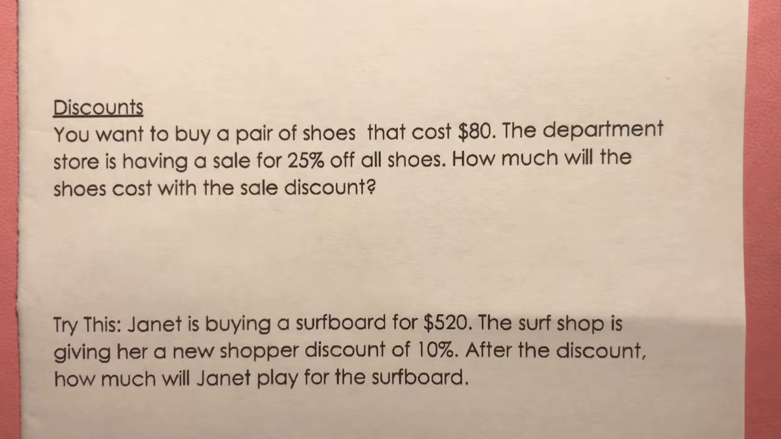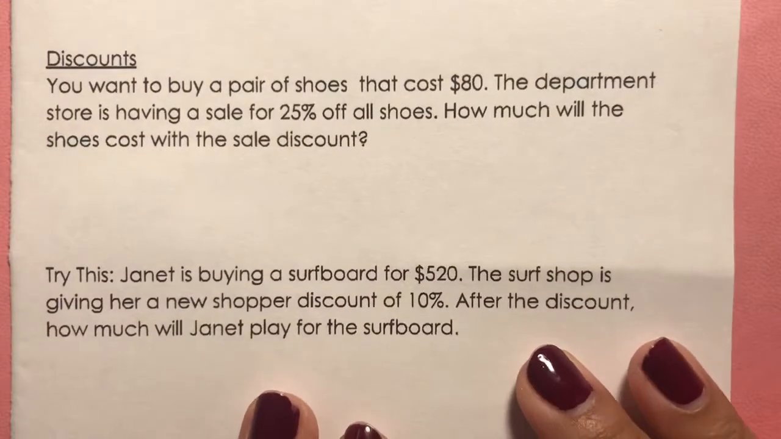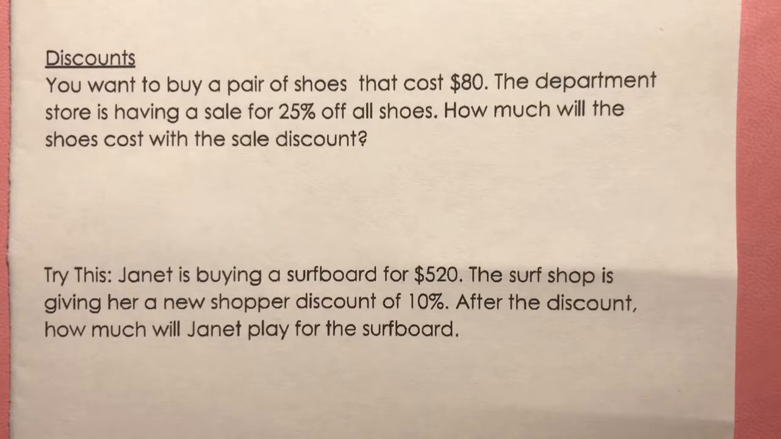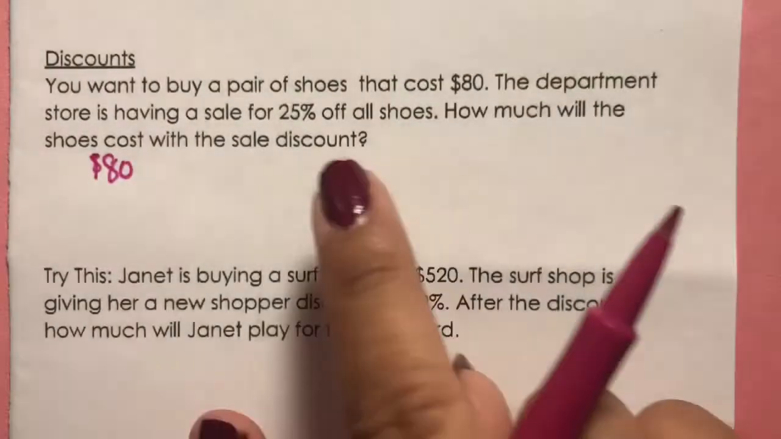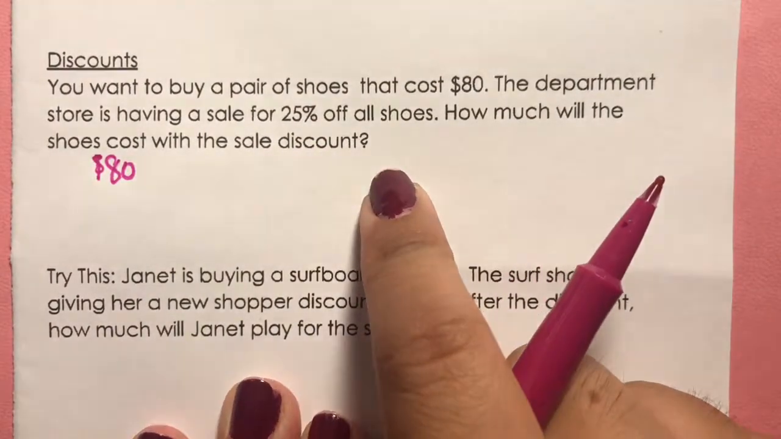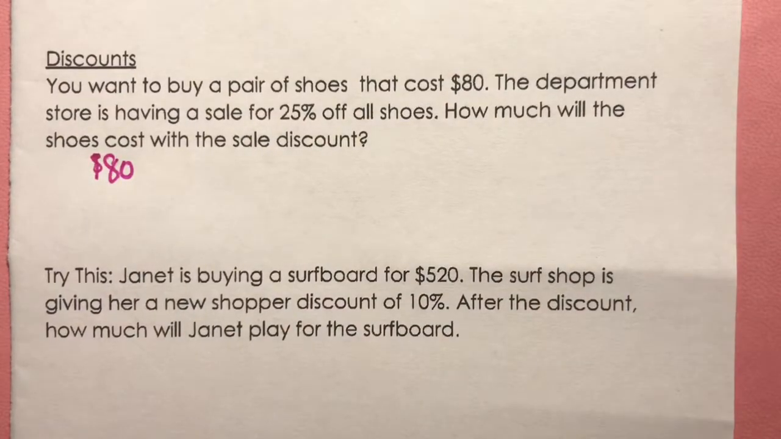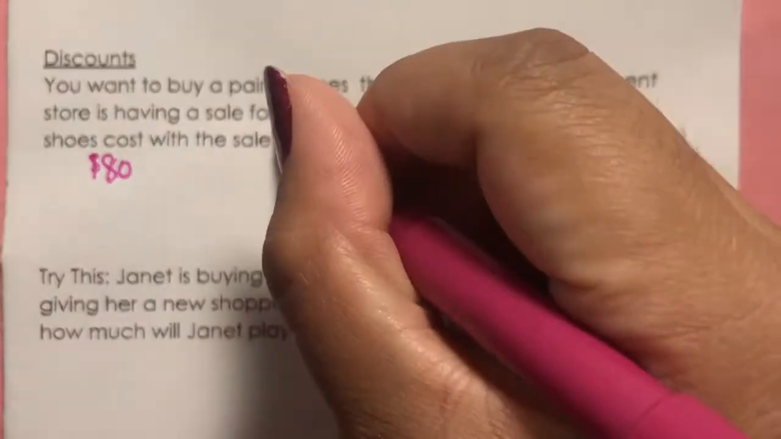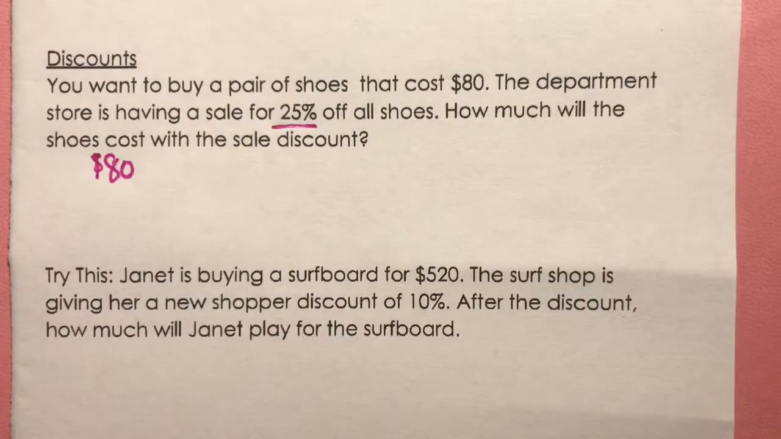So again, I can say all of this, but you will not see it until you see an example. For example, you want to buy a pair of shoes that cost $80. The department store is having a sale for 25% off all shoes. How much will the shoes cost with the sale discount? Okay, so first you have your $80, and then you're going to be multiplying that by however much percent we have off. In this case, we have 25% off, but we're not going to be multiplying by 25%. We're going to turn that percent into a decimal, okay?